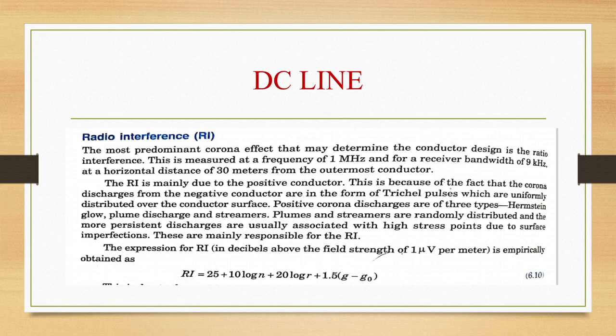Radio interference RI. The most predominant corona effect that may determine the conductor design is the radio interference. This is measured at a frequency of 1 MHz and for a receiver bandwidth of 9 kHz at a horizontal distance of 30 meters from the outermost conductor. RI is mainly due to the positive conductor. This is because corona discharges from the negative conductor are in the form of Trichel pulses which are uniformly distributed over the conductor surface.